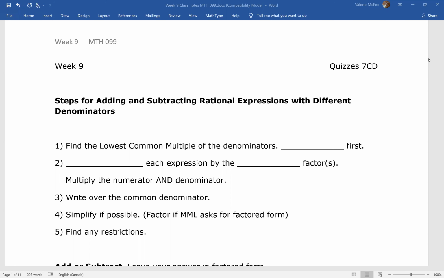So we said that this week we would start looking at adding and subtracting rational expressions with different denominators. And in the last lecture, we looked at finding the lowest common multiple of polynomials. If you need a bit of a review on that, make sure you go back and look at that lecture.